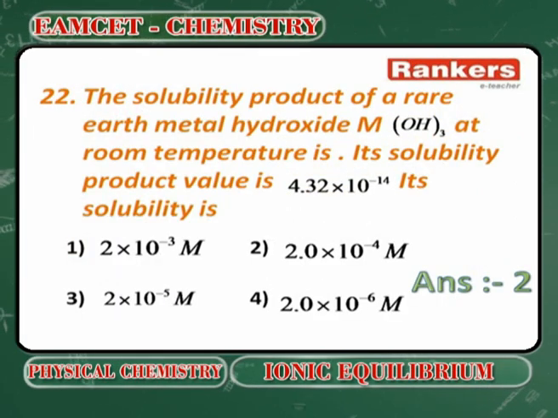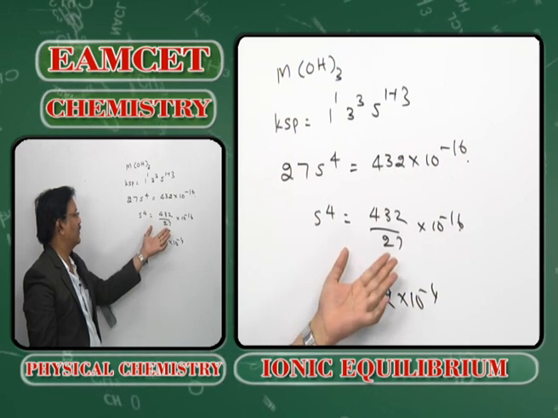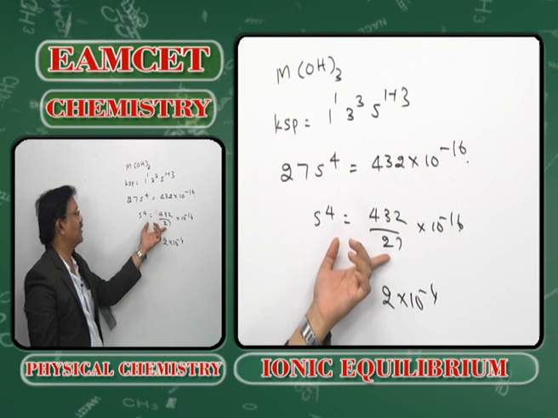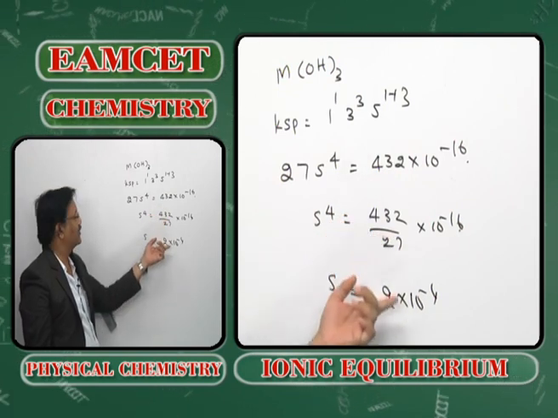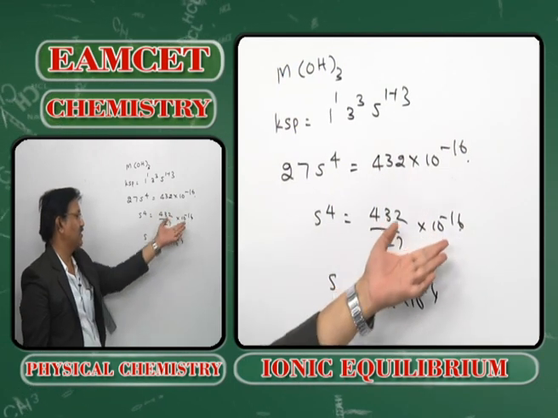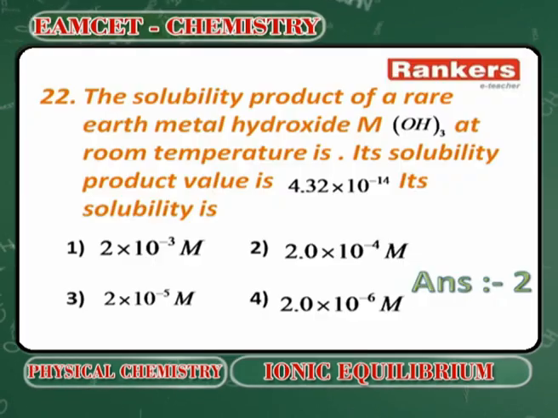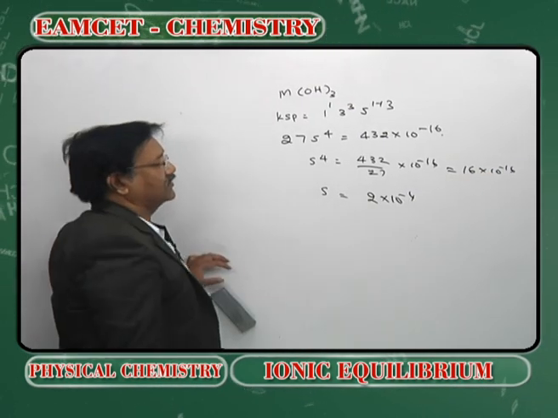432 by 27 must be around 16 times. So s to the power of 4 is 16 into 10 to the power of minus 16. Therefore s is equal to 2 into 10 to the power of minus 4.